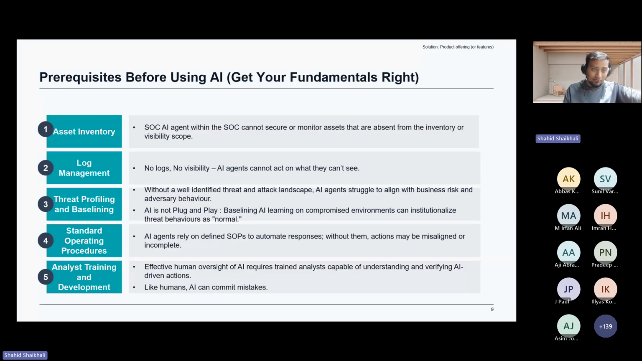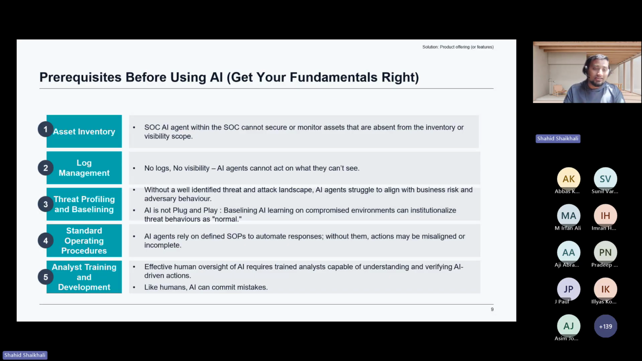Third, threat profiling and baselining. You need to understand what your threat landscape is based upon the country, industry, and region of operations that you are in. So for example, if you're a financial organization, you need to understand what the threats are, or what threat actors are targeting your country, your industry, and your region of operations. Without knowing your threat landscape, you will potentially be enabling detections that may not detect actual threats.